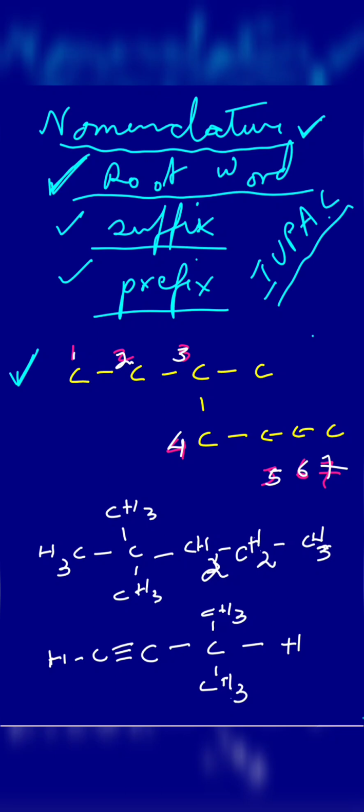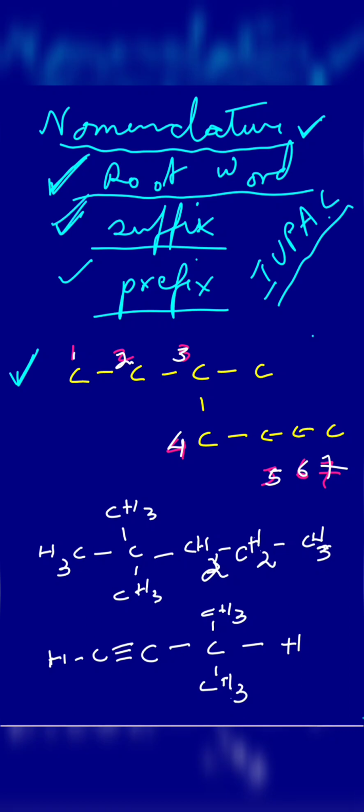So meth means 1, eth means 2, prop means 3, but means 4, pent means 5, hex means 6, hept means 7. Of course, you will get only up to 5, but I have given 7 here. So the root word is hept. Then comes the next one.